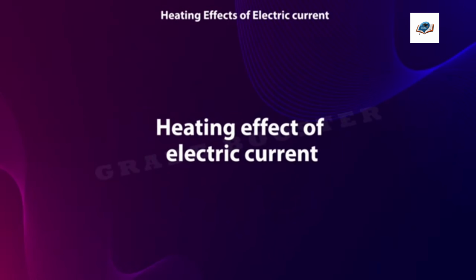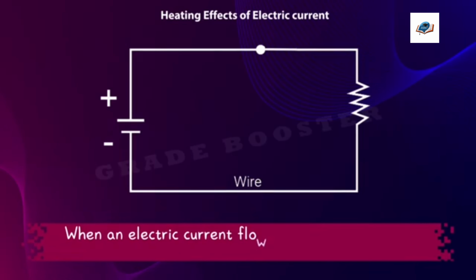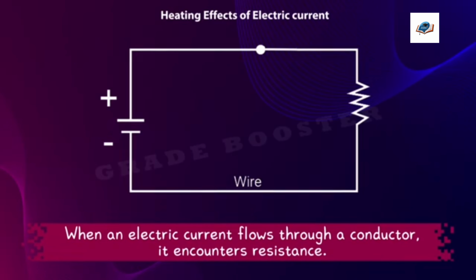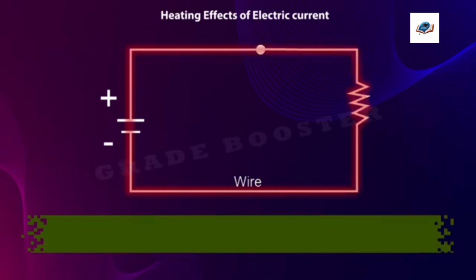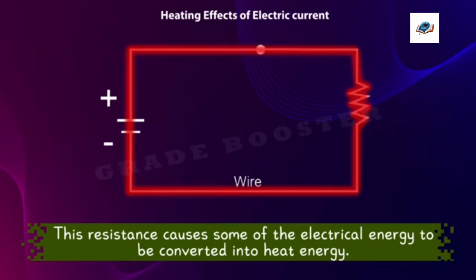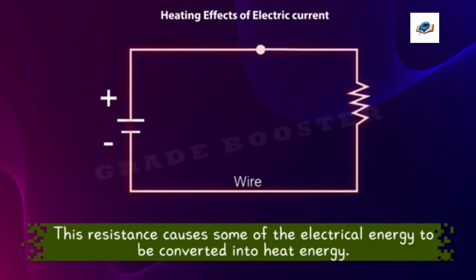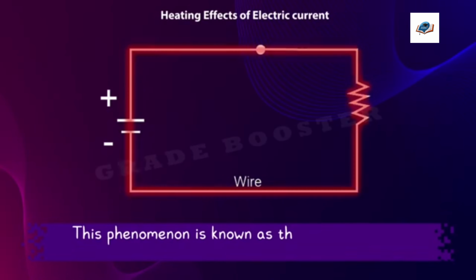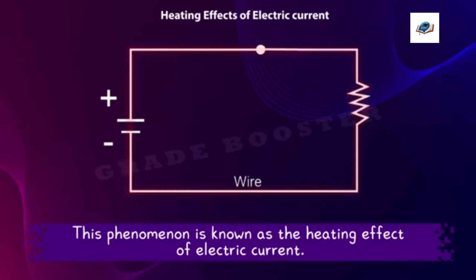Heating effect of electric current. When an electric current flows through a conductor, it encounters resistance. This resistance causes some of the electrical energy to be converted into heat energy. That means, due to resistance in a circuit, a certain amount of electric energy is converted to heat energy. This phenomenon is known as the heating effect of electric current.